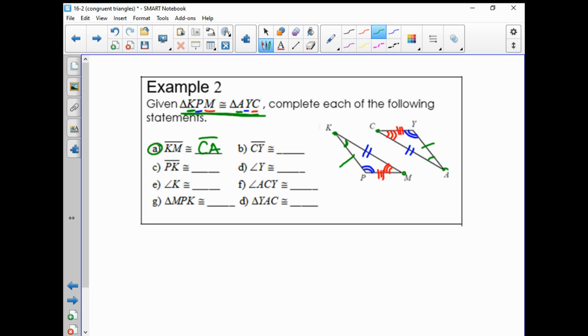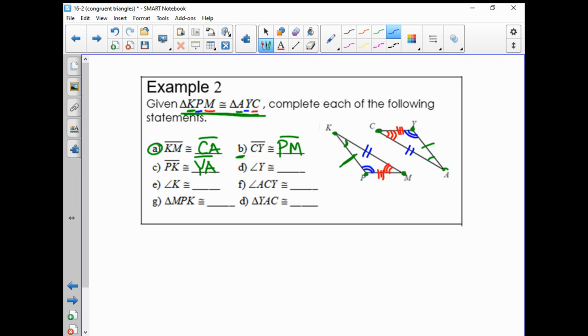All right, for B, between C and Y, notice C and Y, I have my 3 ticks. So I'm going to go down here. 3 ticks is between P and M. All right, PK was just a 1 tick right there. So it's going to go between, is that Y and A?